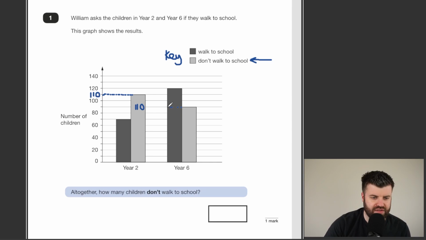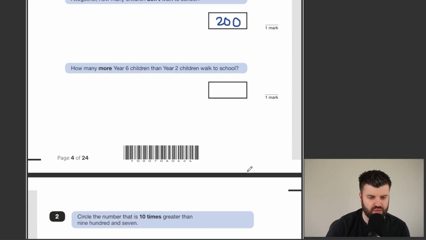Well, we've got more to get through, but we've still got to be really careful. We'd be using a ruler in real life to get across. And of course, it's in the middle again, between 80 and 100. That's going to give us 90. So altogether, 110 plus 90 is 200 children do not walk to school.